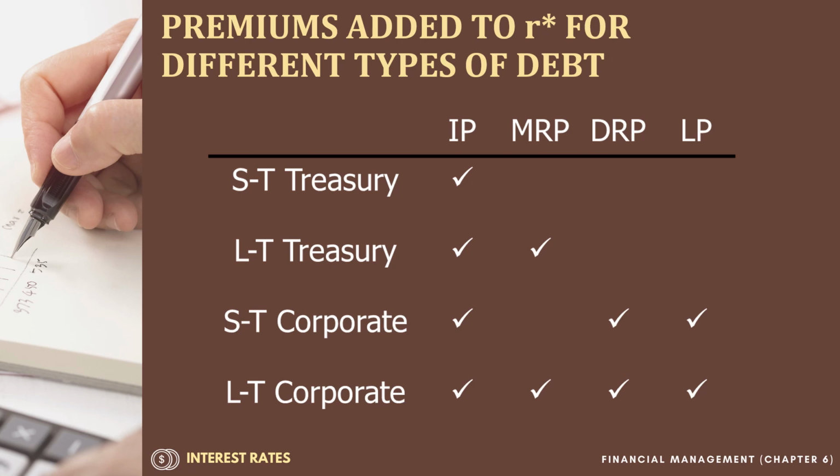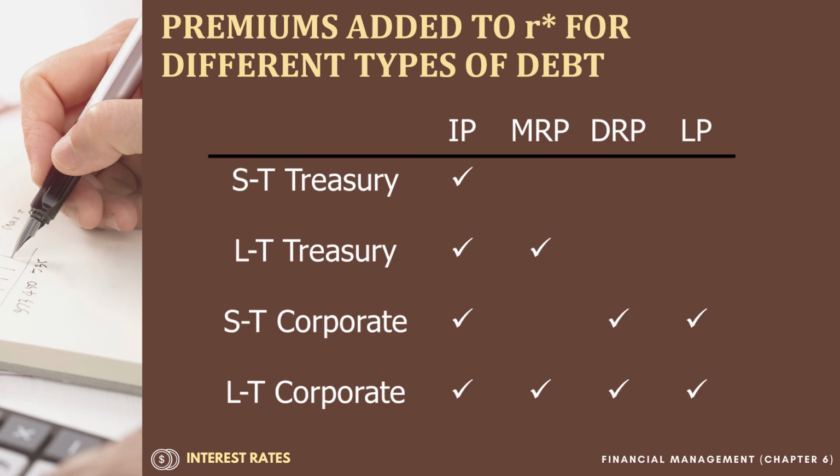Now, to justify the previous problem, in order for us to know whether such a bond or debt is a treasury or a corporate bond, we have here a table showing the different premiums that should be added to the real risk-free rate for the different types of debt. For the short-term treasury bond, the only premium that should be added to the real risk-free rate is the inflation premium. For the long-term treasury bond, the inflation premium and the maturity premium should be added.